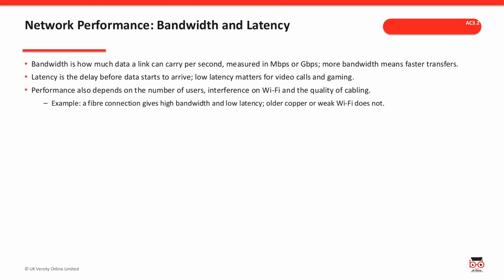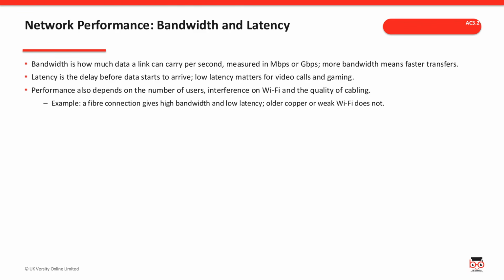Two words explain most of what people mean by a fast connection: bandwidth and latency. Bandwidth is how much data a link can carry each second, measured in megabits or gigabits per second, so more bandwidth means quicker transfers.